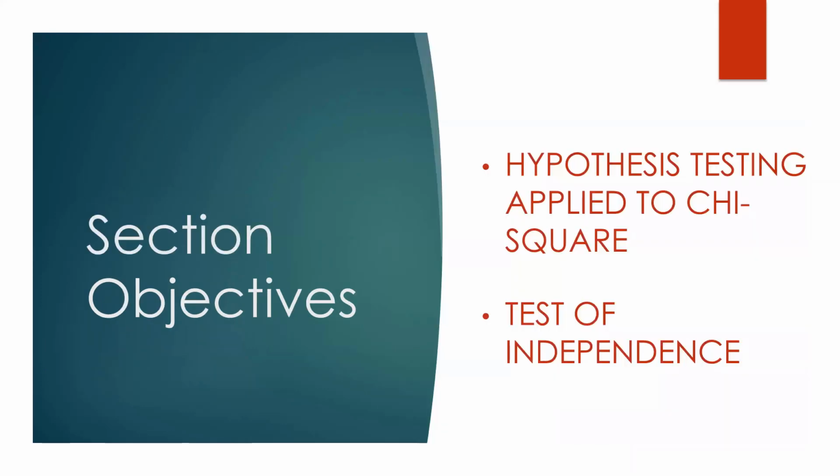We are getting into our first inferential statistic. This is the one called chi-square. Now, there are two versions of chi-square that you're going to learn this week. And the first one we're going to cover is the one called the test of independence.